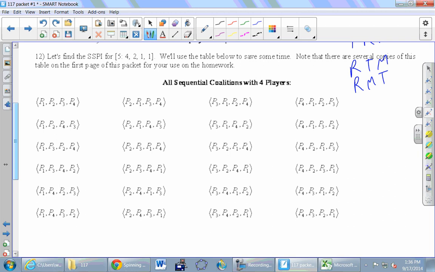All right, to save you some time, I have listed those 24 things right here. And there are several copies of this grid on the very first page of the packet for you to use when you're doing tonight's homework. So you don't have to write this over and over again. It's there for you. And so let's give it a shot.